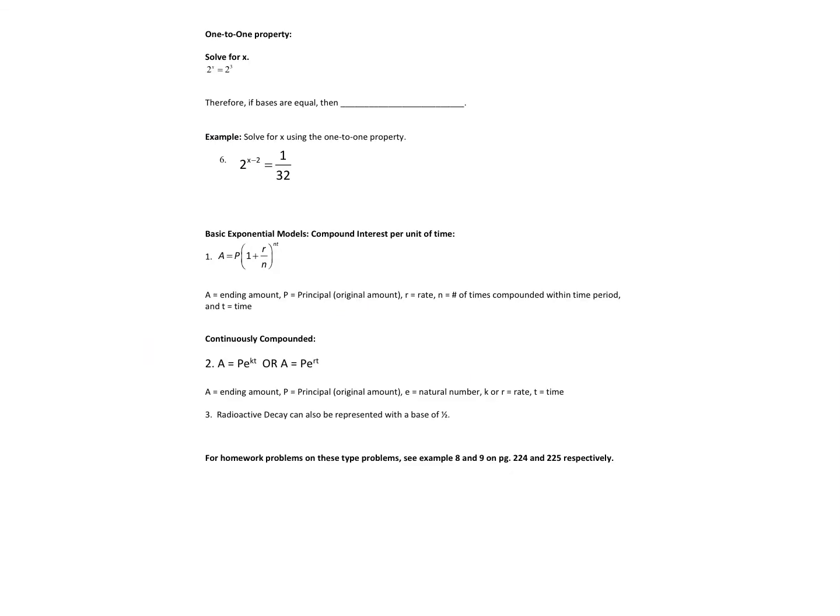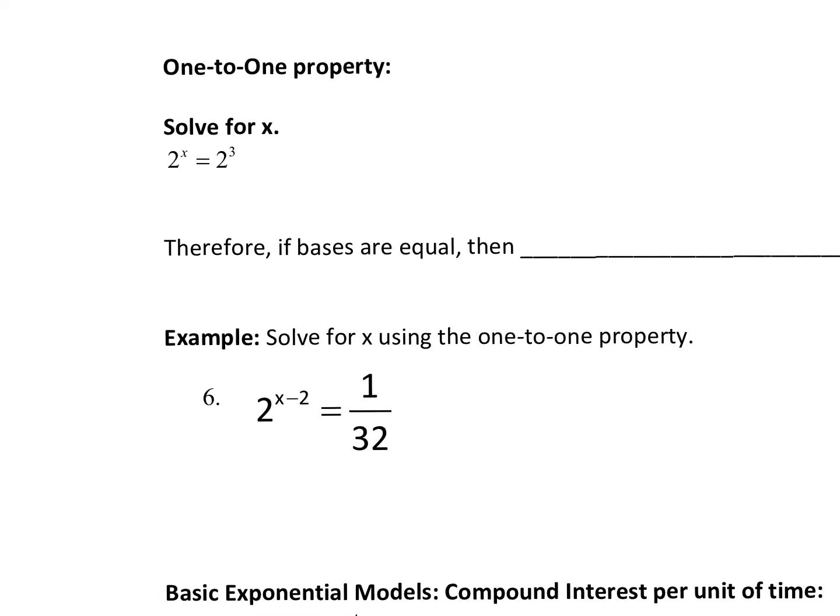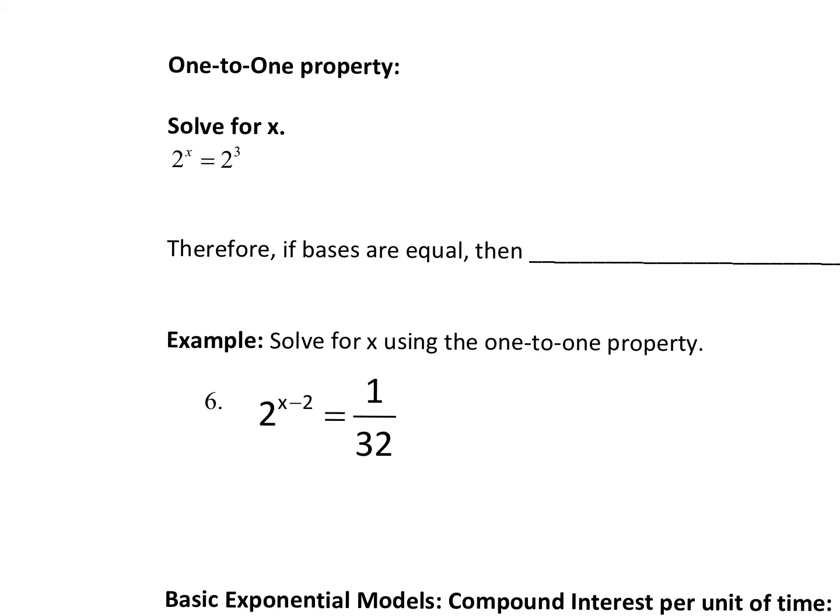Lastly, we're going to do some basic solving of equations with variables in the exponent. To help understand this, I gave you this very basic equation: 2 to the x equals 2 to the third. There's only one value I can plug in for x, and that would be 3. 2 to the third equals 8, and the only power of 2 that equals 8 is 3, so x equals 3. This is called the one-to-one property. If bases are equal, then exponents are equal.